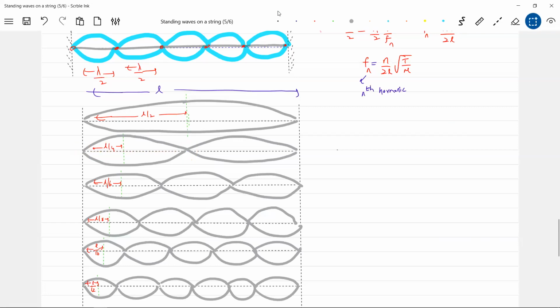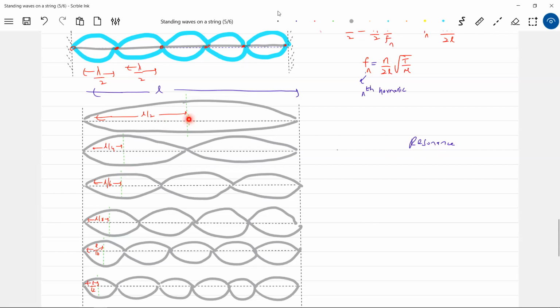Okay, the word resonance. See, what is the primary question? I wanted to explain this word resonance. I say that these are all resonant frequencies. The nth resonant frequency of a standing wave set up on a string is given by this formula. So what is resonance? We are not understanding. That's what I'm trying to explain.